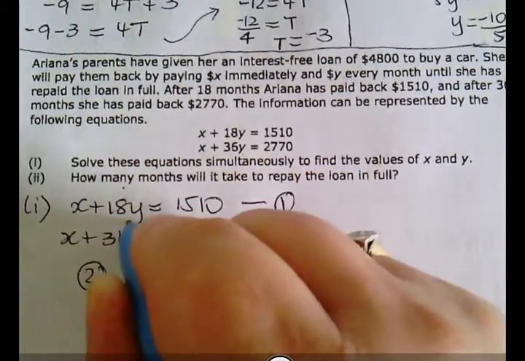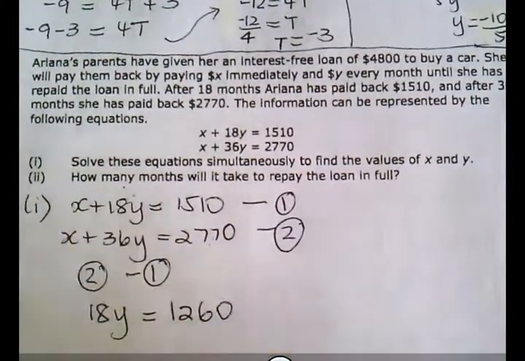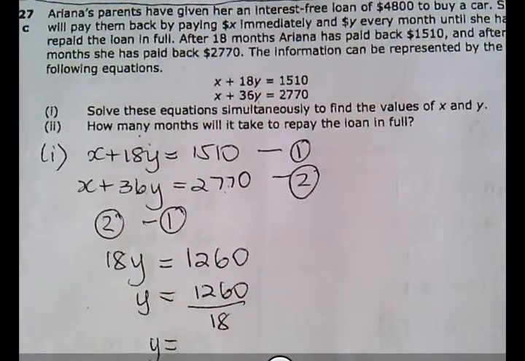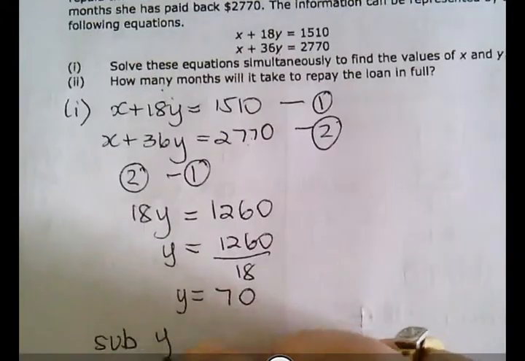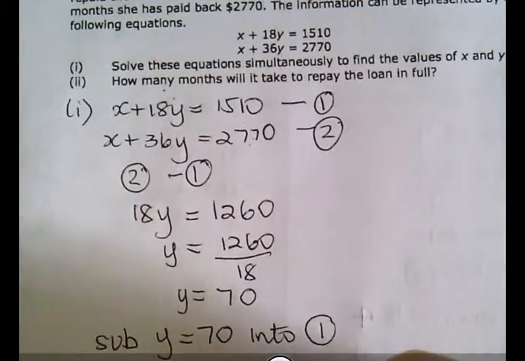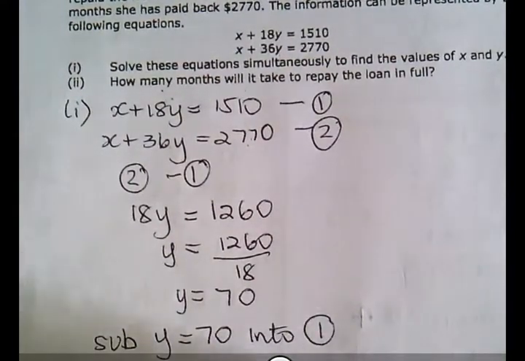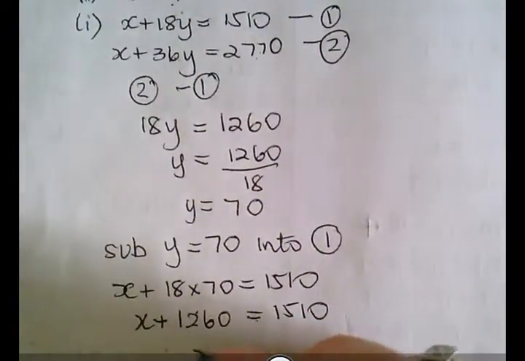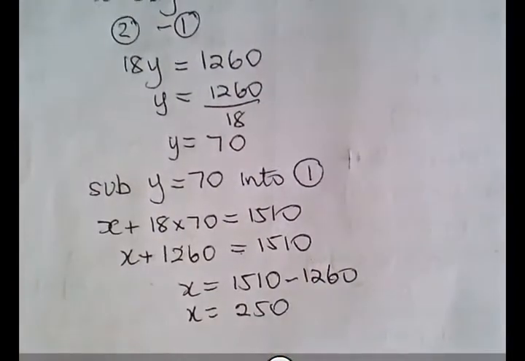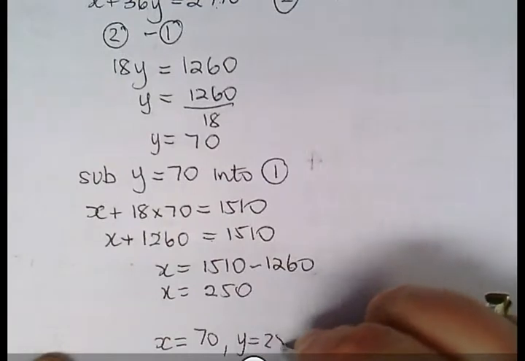So 36y take away 18y is 18y. 2,770 minus 1,510 is 1,260. So therefore now dividing by 18, what do we get? y equals 70. I'm just going to put it into equation 1. And I get x plus 18 times 70 is 1,510. X plus, what's 18 times 70? 1,260 is 1,510, and then we subtract the 1,260 and we get $250, I'm thinking.